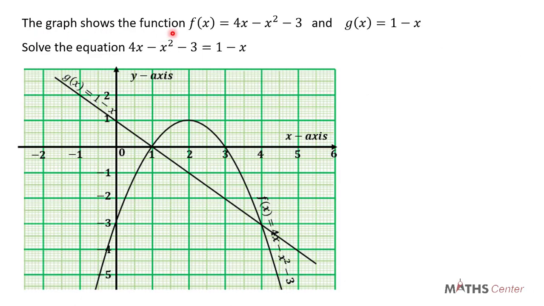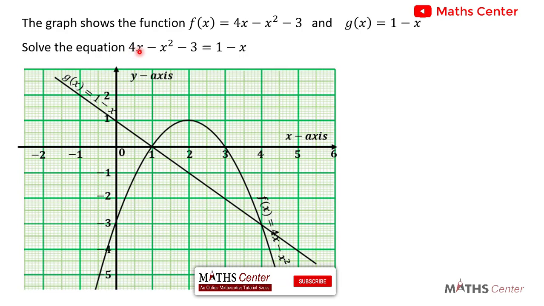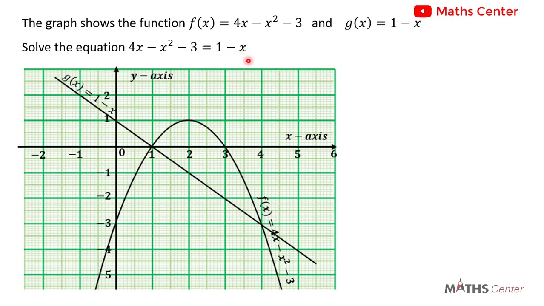The graph shows the function f of x is equal to 4x minus x squared minus 3 and g of x is equal to 1 minus x. Solve the equation 4x minus x squared minus 3 is equal to 1 minus x.